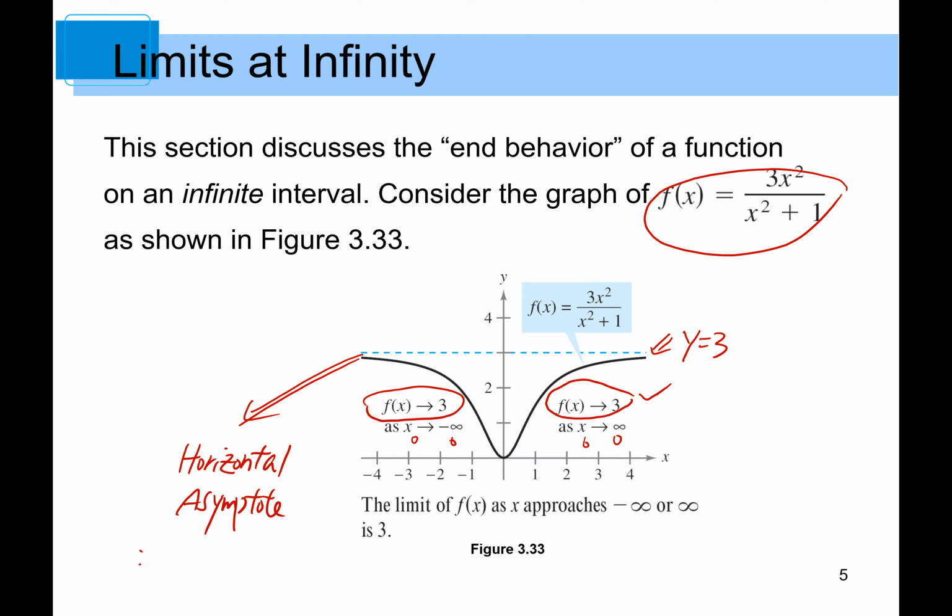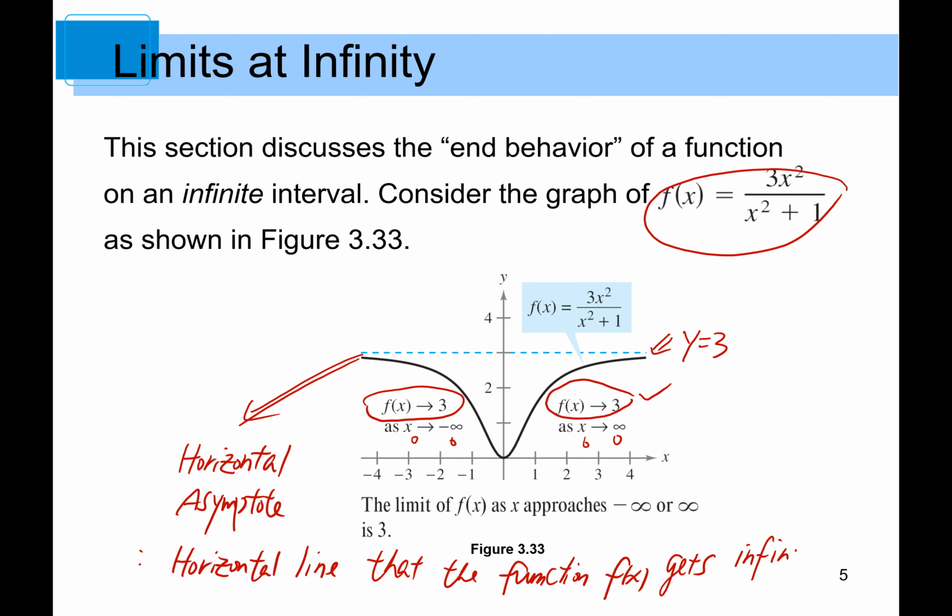This is a horizontal line. The horizontal asymptote is a horizontal line. The function gets infinitely close but never touches the line, right? It never meets the line. That the function f of x gets infinitely close but never meets the line. Okay.